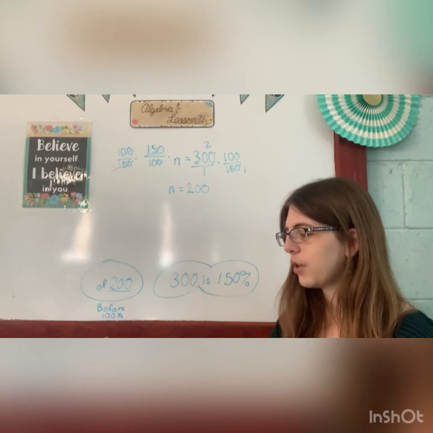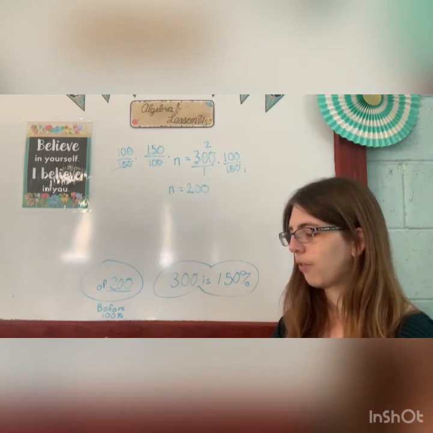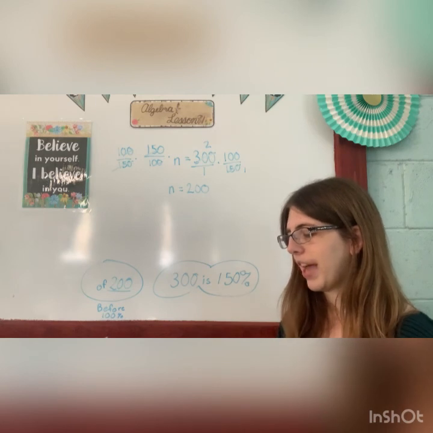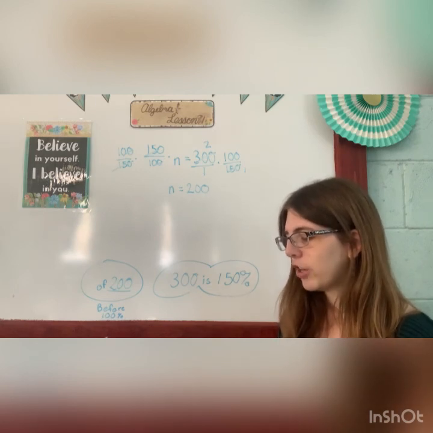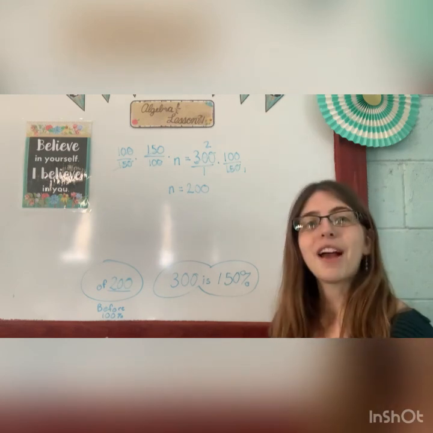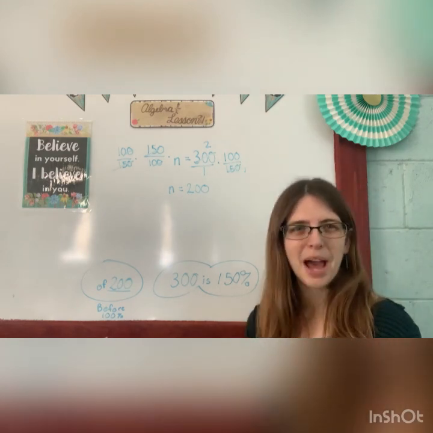Then for letter C, you have 140% of what number is 364. Work the problem and draw the diagram. Your of number should have been 260. Okay, let me know if you're having any problems with that concept, and I would be happy to help you.